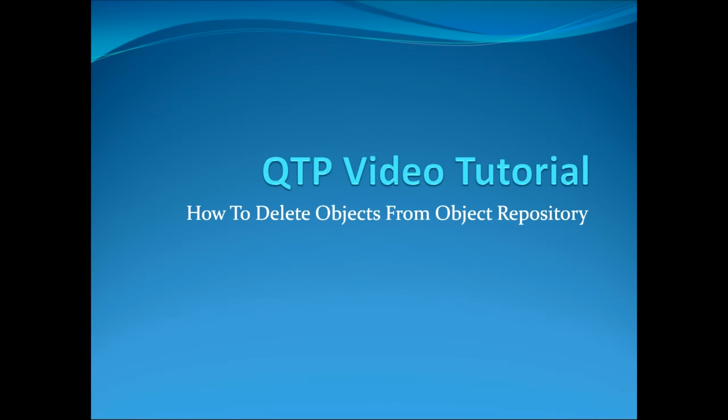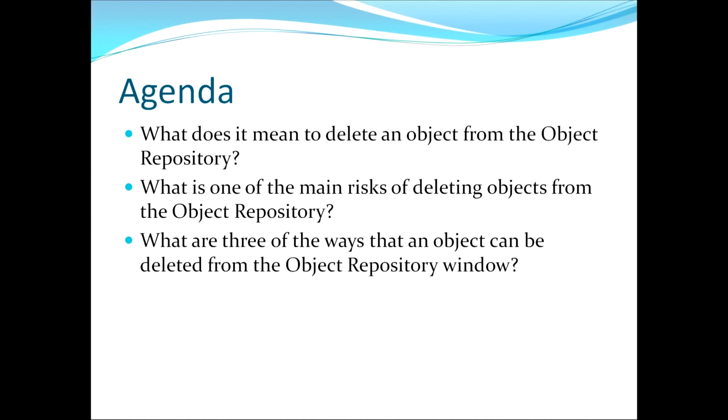Hello, and welcome to my QTP video tutorial, where I will show you how to delete objects from the object repository. In this video, we'll be covering the following three topics. First, what does it mean to delete an object from the object repository? Second, what is one of the main risks of deleting objects from the object repository? And third, what are three of the ways that an object can be deleted from the object repository window?